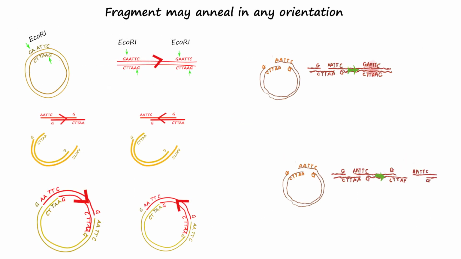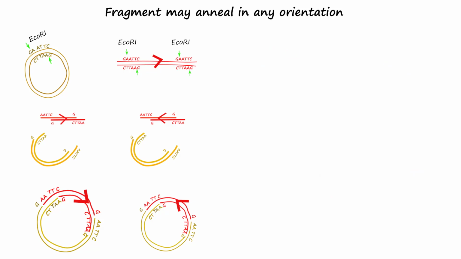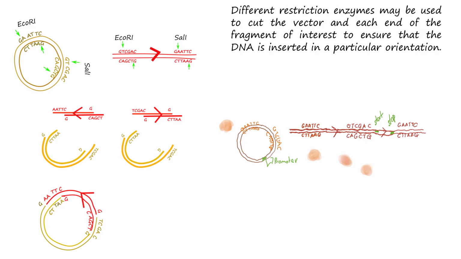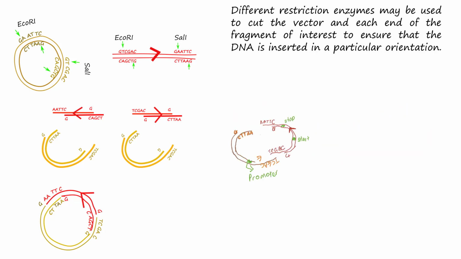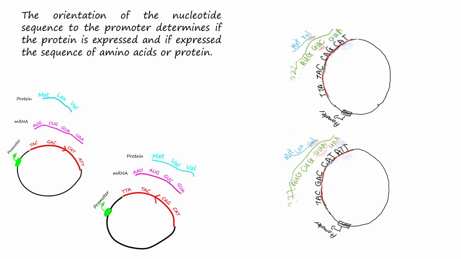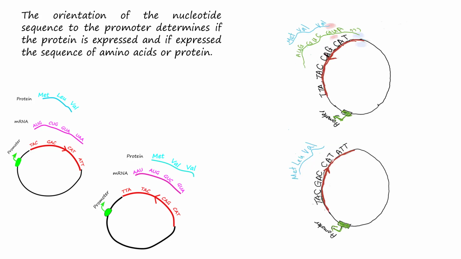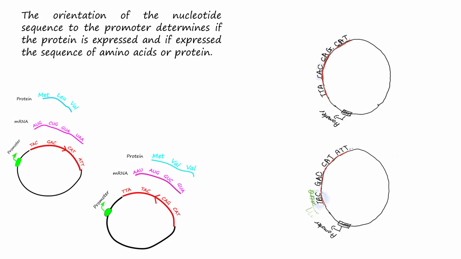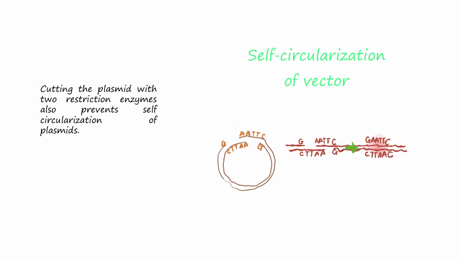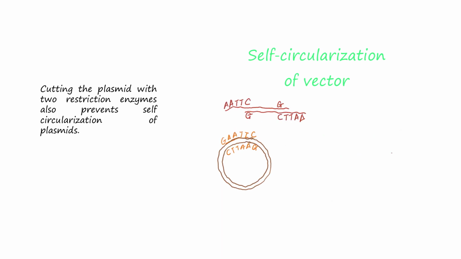If the fragment of interest is to be inserted in a particular orientation within the vector, different restriction enzymes may be used to cut the vector as well as each end of the fragment of interest. The direction of the nucleotide sequence to the promoter is important when orientation determines if the protein is expressed, and if expressed, whether the sequence of amino acids is of the protein wanted. Cutting the vector with two restriction enzymes also prevents the circularization of the vector.